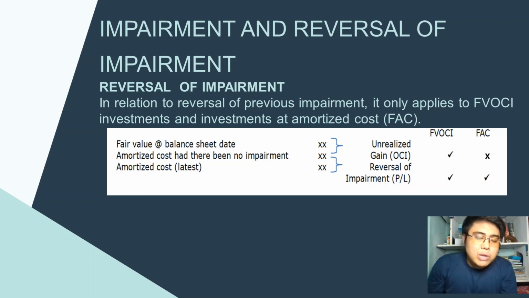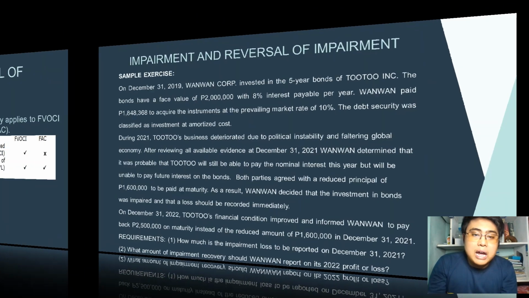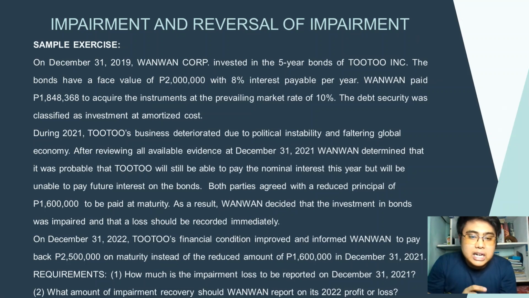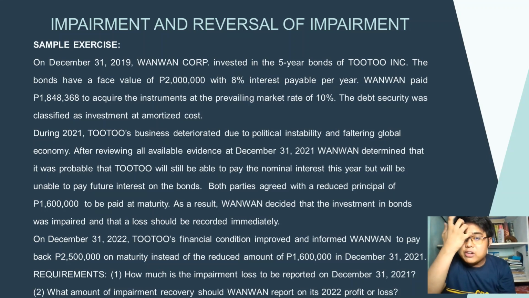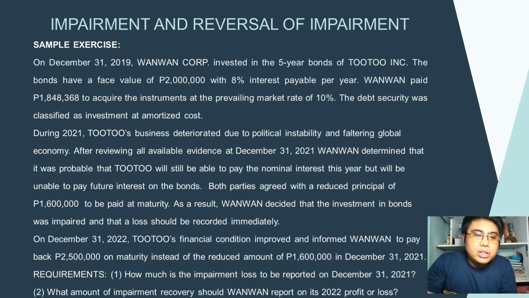So let us apply what we have discussed on our last sample exercise. So medyo mahaba to, so kung meron kang time, i-screenshot mo na para hindi natin siya binabalik-balikan as we answer the exercise. So on December 31, 2019, 1-1 invested in the 5-year bonds of 2-2 Incorporated. The bonds have a face value of 2 million with 8% interest payable per year. 1-1 paid 1,848,368 to acquire the investment at the prevailing market rate of 10%. The debt security was classified as investment at amortized cost.